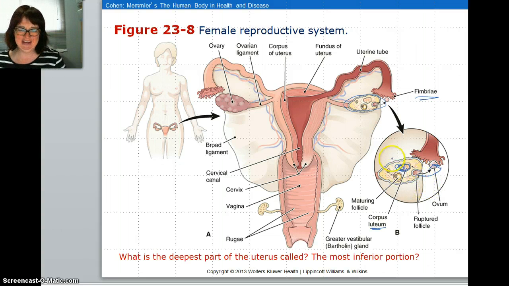Well, usually you get an egg outside. Often you don't have pregnancy there. Usually the sperm will meet in the uterine tube, and that's where most fertilization takes place. Then it will go into the uterus and hopefully implant into the uterine lining.